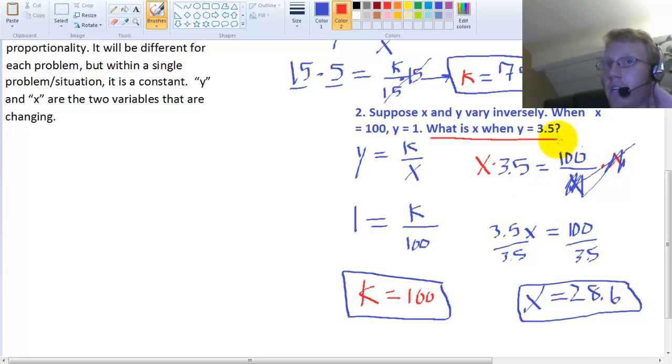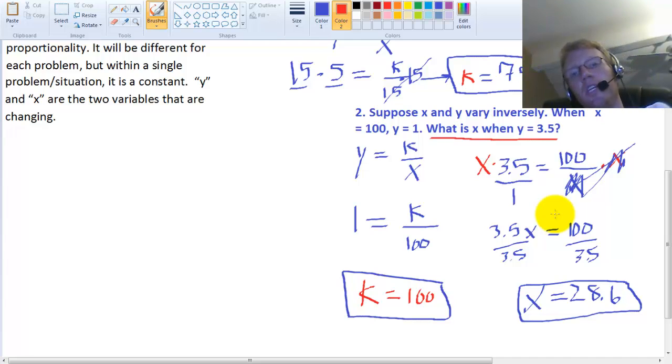But again, I want to reiterate, when you have inverse variation and your unknown is in the denominator, it's incredibly important that you remember to multiply both sides by that variable to get it in the numerator. Alternatively, you could think of this as 3.5 over 1, and then you could cross multiply, which is essentially what I'm doing, right? 3.5 times x is this cross here, and 1 times 100 is this cross here. So 3.5x equals 100. But you need to get the variable out of the denominator into the numerator before you can actually solve for it.